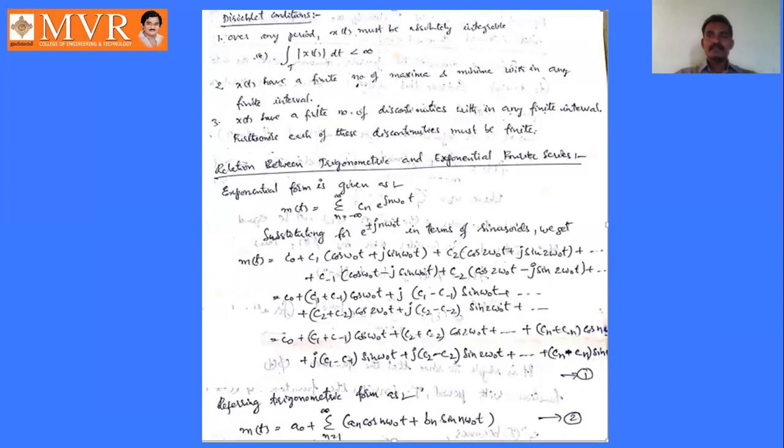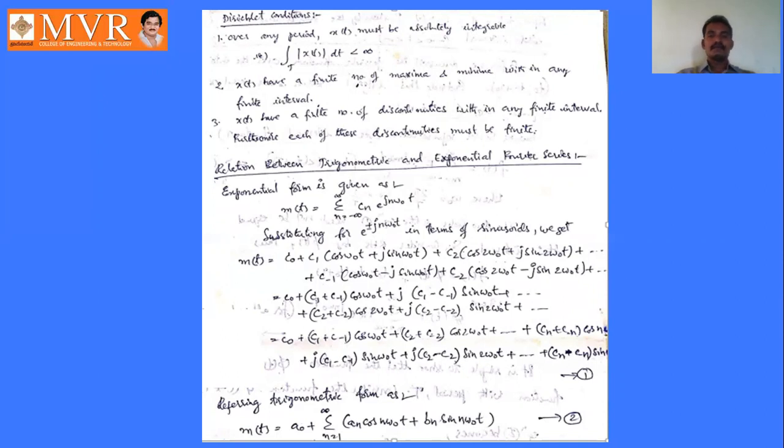So the first one is that x of t must be absolutely integrable, which should be less than infinity, represented by integral of mod x of t dt less than infinity. The second is that x of t has a finite number of maxima and minima within any finite interval. The third is that x of t has a finite number of discontinuities within any finite interval, and these discontinuities must be finite also. So these three are the Dirichlet conditions, very important. Next we will see the relation between trigonometric and exponential Fourier series.